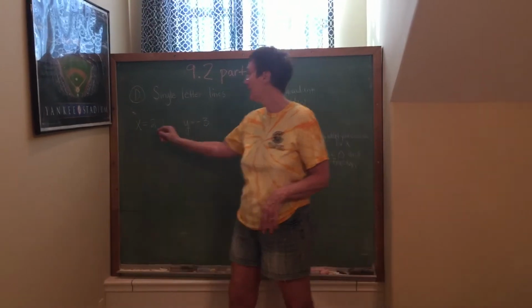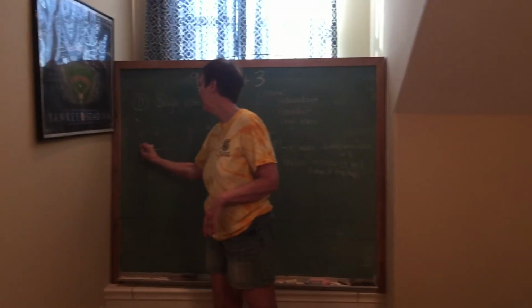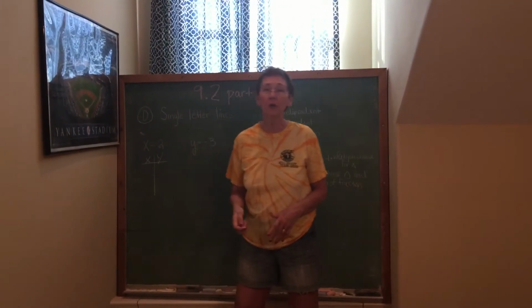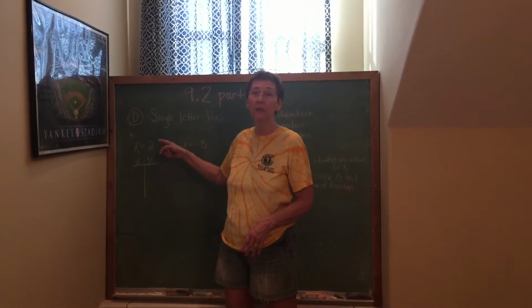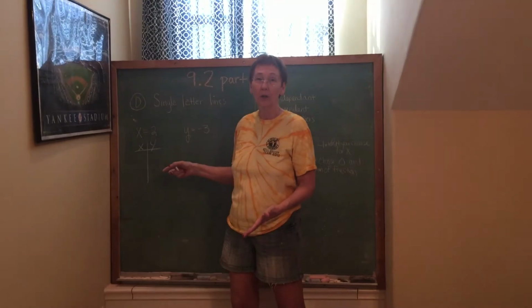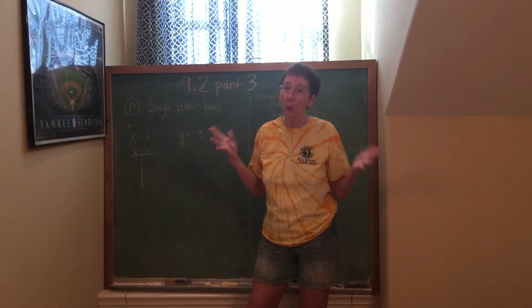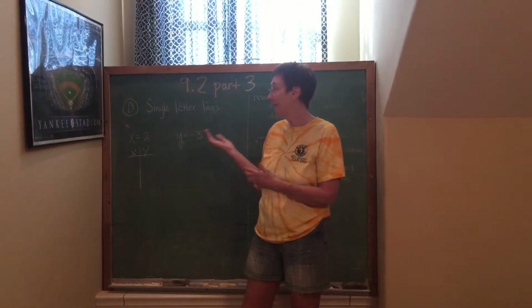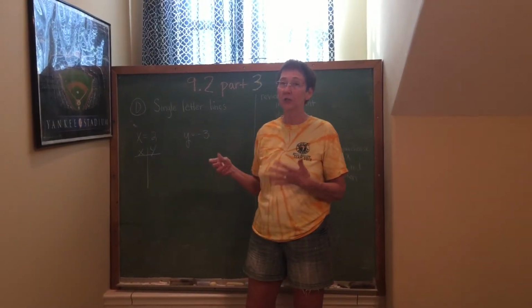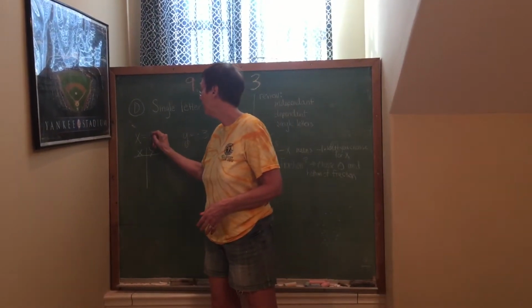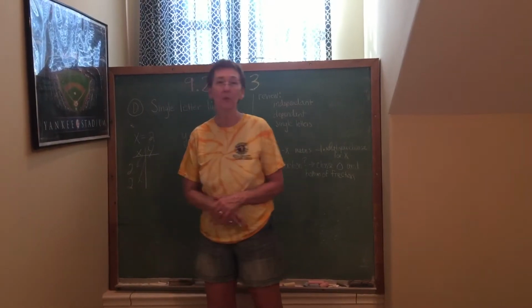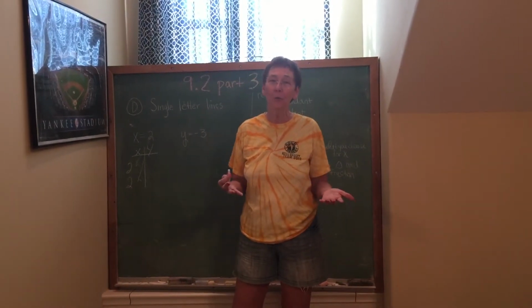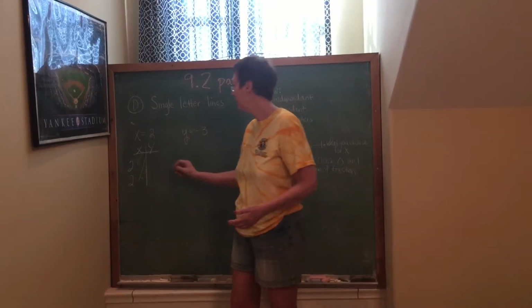So if I have X is equal to 2 and I'm making my table, you'll notice that the equation tells me that X is always going to be 2, all right? So it doesn't matter what Y is, does it? Because Y is not even mentioned. All that matters is what X is. So you're going to put the 2 down for both of your points. It doesn't matter what Y's you choose. Choose anything.